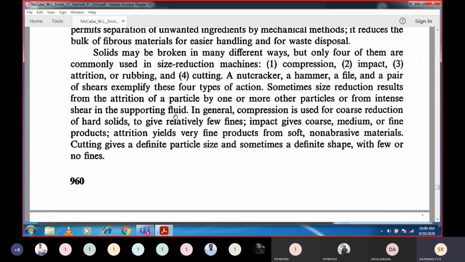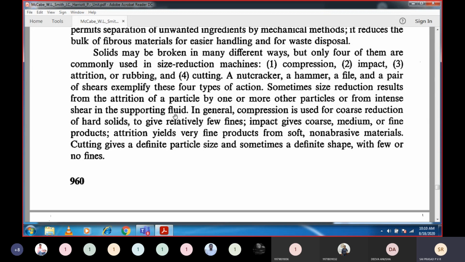That is only attrition. What we do is suspend in a high-speed fluid stream and introduce these solid particles. When solid particles are introduced into the fast-moving fluid, what will happen? They push each other and pull each other on the surface of the metal, and among themselves, through interparticulate attrition, the size reduces.